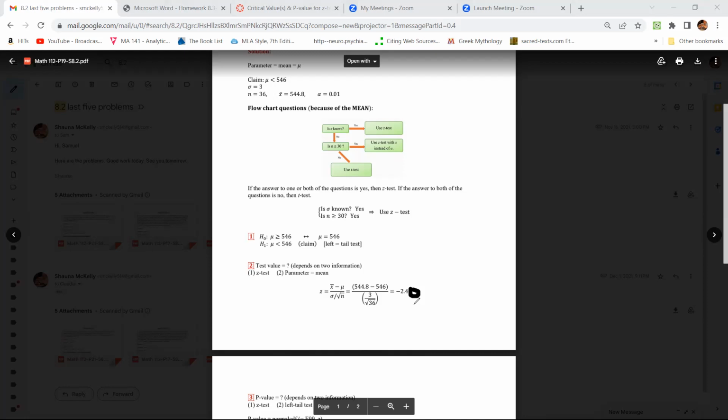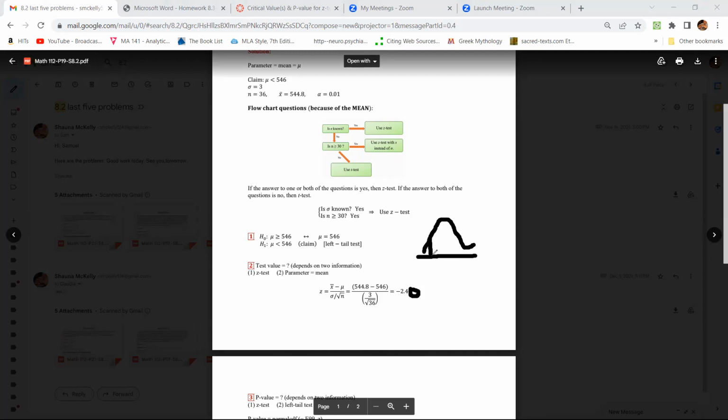I got negative 2.4. Okay, cool. All right, so now remember, I'm going to go ahead and draw just because p-values are very new, and I want you to understand where they are. A p-value is an area under the curve, so all that work in chapter 6 is going to come in handy.